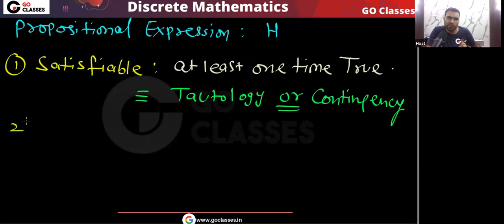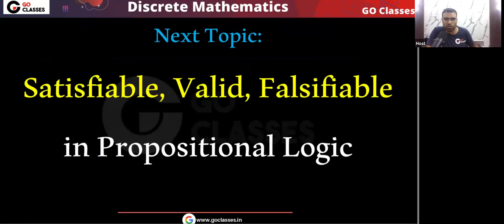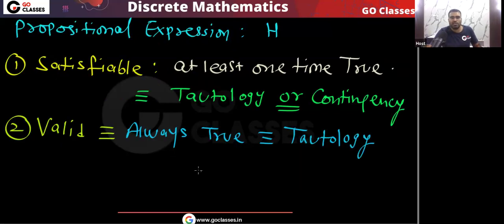Okay, tell me what is the definition of valid? Valid is the same as always true. Valid means always true, and that is the same as tautology. So tautology and valid, they are the same. Okay, in propositional logic, remember, valid and tautology, they are the same.